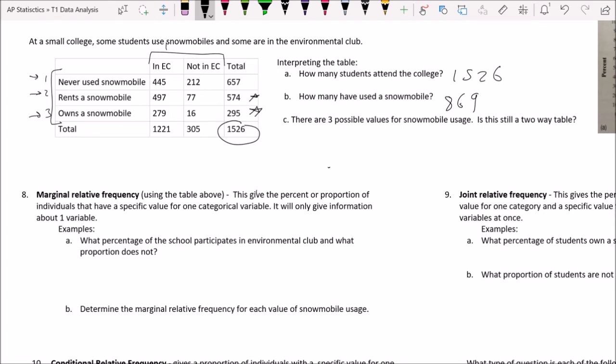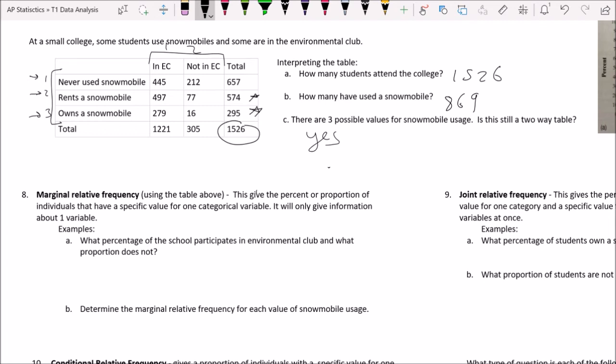And this one only has 2 values it can take on, but that's still only 2 variables, snowmobile usage and environmental club status. So yes, this is a two-way table. All right, let's do marginal relative frequency.